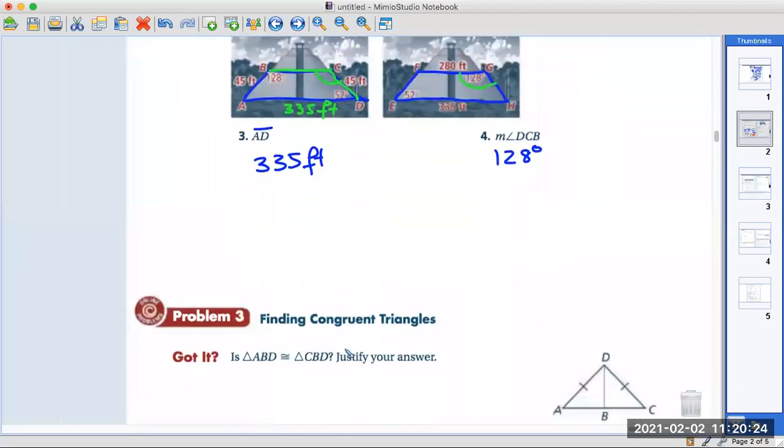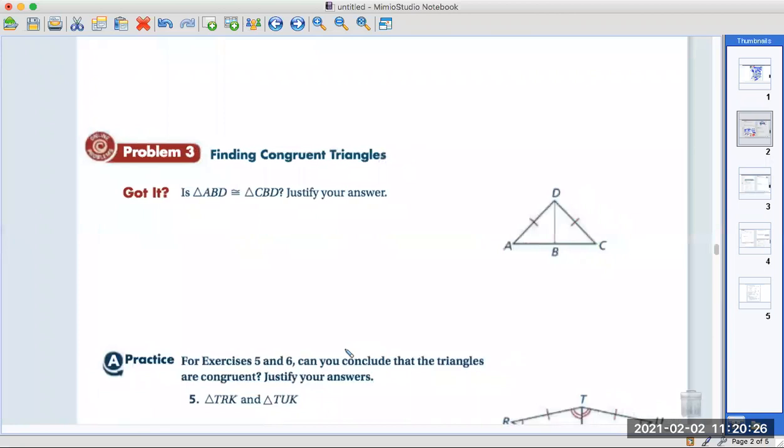Now let's look at down here, problem 3, finding congruent triangles. Is triangle ABD congruent to triangle CBD? Justify your answer. So if I look at ABD, which is this left side, this one, and this one, if I flip this one over, it looks like it would cover it perfectly. Especially because these two sides are the same length. Do you notice these are called dashes, and you can see that AD is congruent to DC. So if those two are the same length and I flip it over, yes.